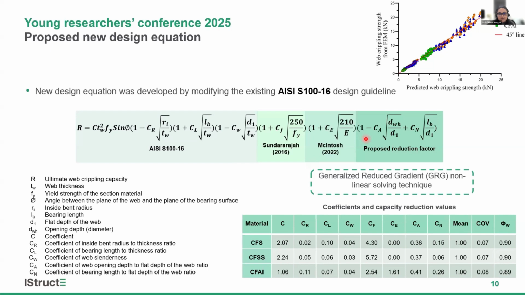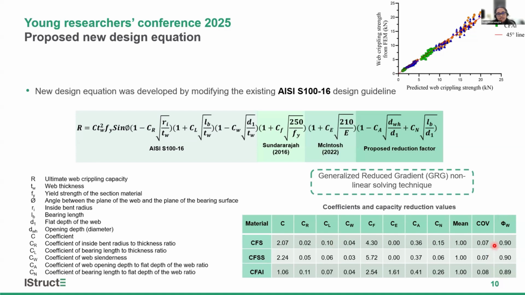So under this study, we proposed a new reduction factor so that the equation will be applicable in predicting the web crippling strength of web perforated cold form steel, cold form stainless steel, and cold form aluminum sigma sections under the ITF loading condition. So after developing the equation, we proposed the relevant coefficient values considering the GRG nonlinear solving technique. And here you can see the relevant mean and COV values. And also at the end, we conducted a reliability analysis and developed the capacity reduction factor values for each material.